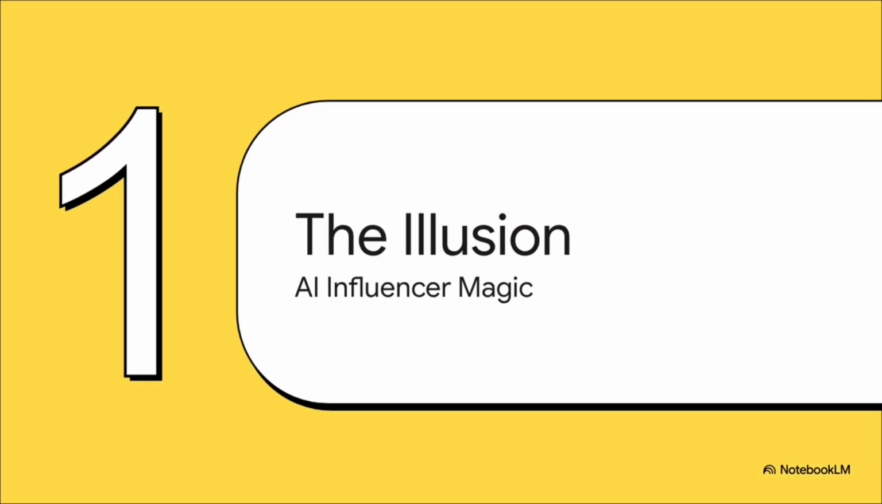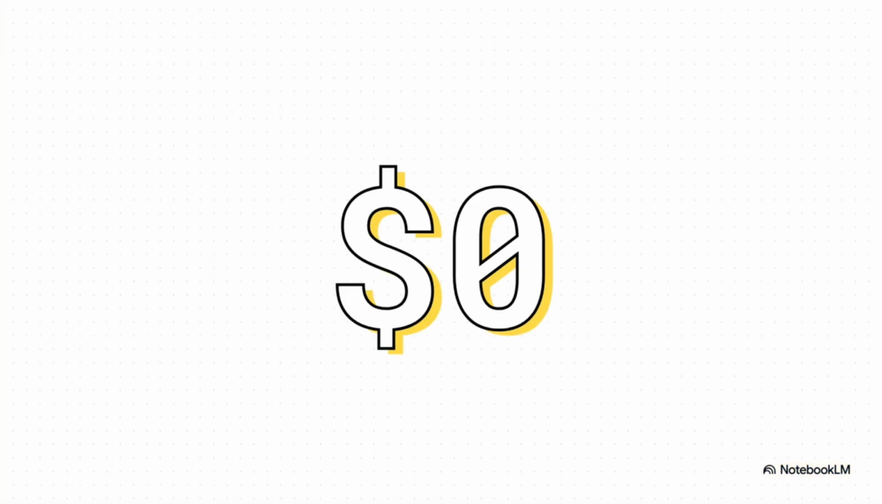Part 1. The AI influencer illusion. So let's break down the magic trick behind these hyper-realistic online personas. We're basically taking static AI image generation and smashing it together with advanced video motion tracking. And the absolute best part of this entire illusion, the cost. Everything we're about to do requires $0. Zero. It just takes a little know-how and stacking the right tools.